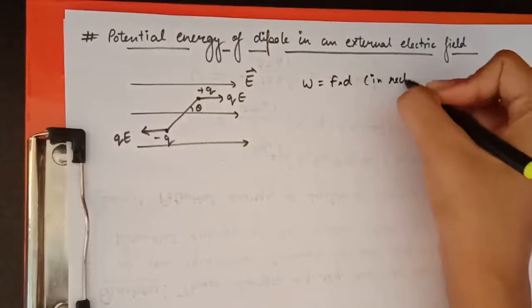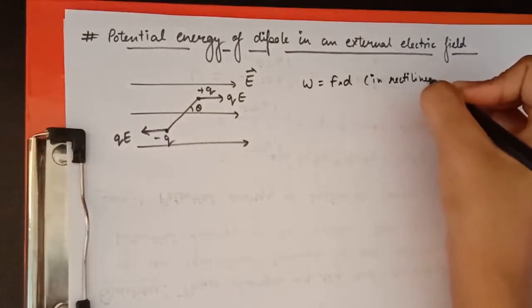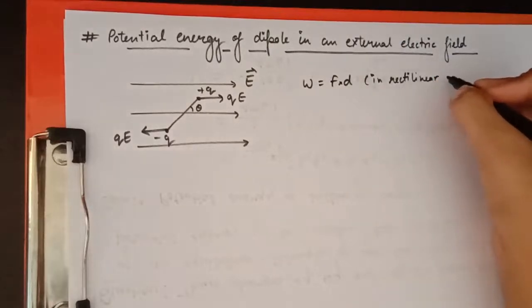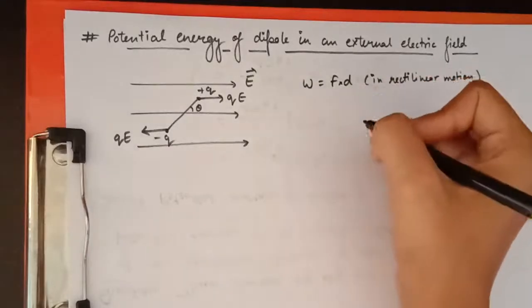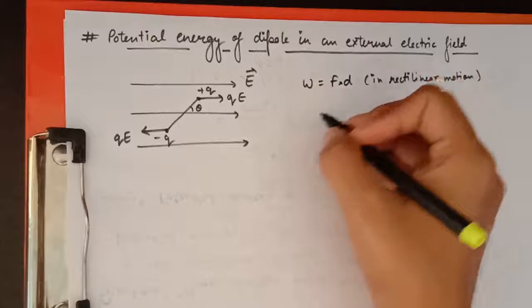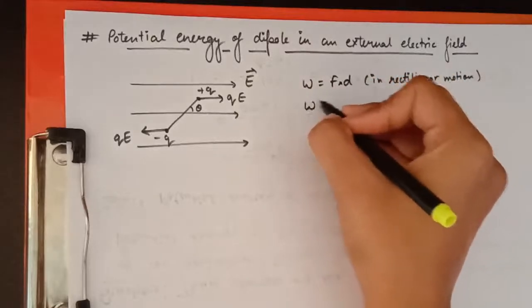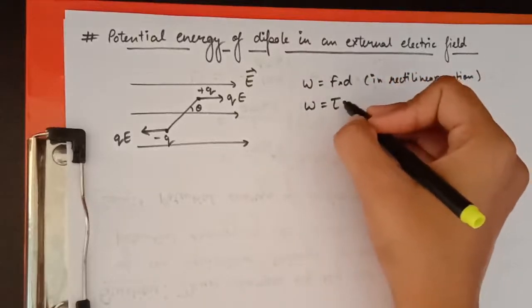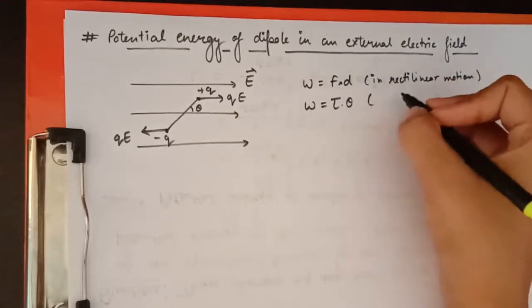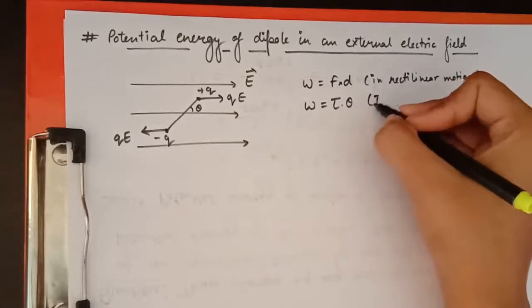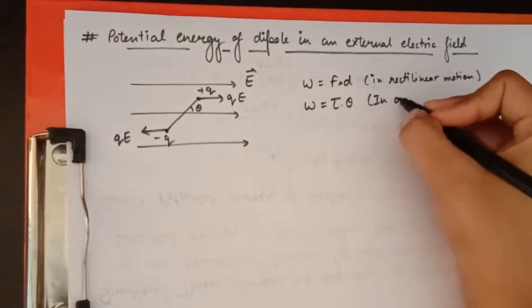In rectilinear motion, work is equal to force into displacement. But in angular motion, we define work as tau into theta. Tau is torque. This is the work done in angular motion.